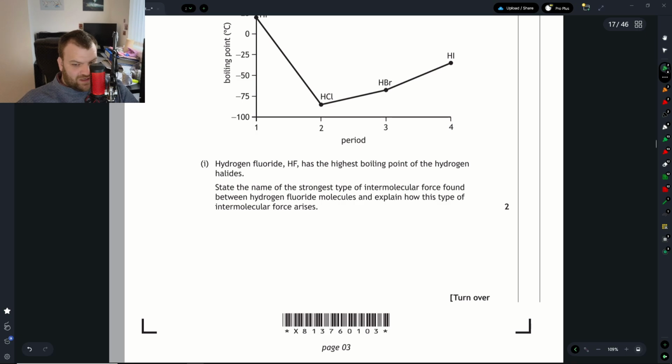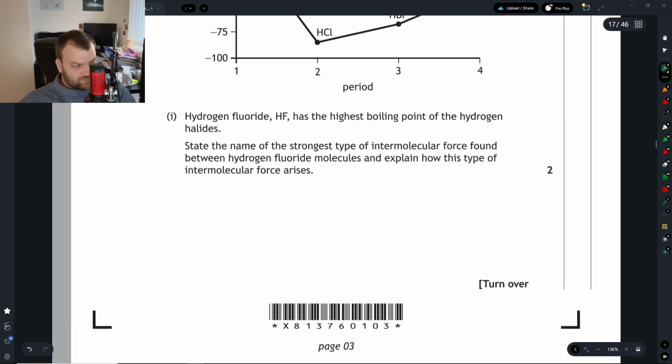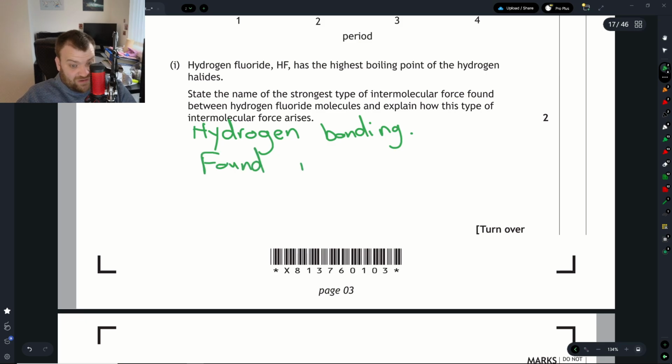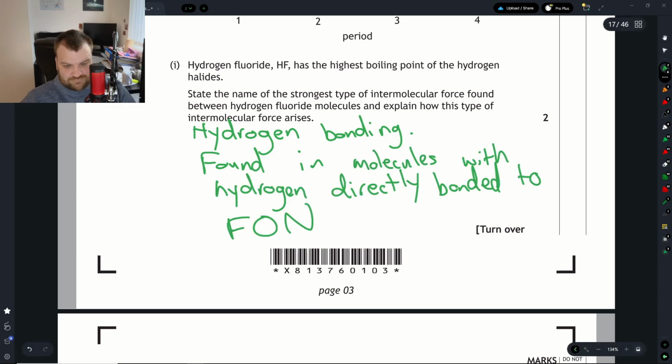Next up, we are asked to talk about hydrogen fluoride, which has the highest boiling point out of the chemicals they've given us. We need to be able to recognise the different intermolecular forces. Here we have hydrogen directly bonded to fluorine. This means we're going to have hydrogen bonding. You need hydrogen directly bonded to F, O or N. We find that in molecules with hydrogen directly bonded to F, O or N. That's fluorine, oxygen or nitrogen.